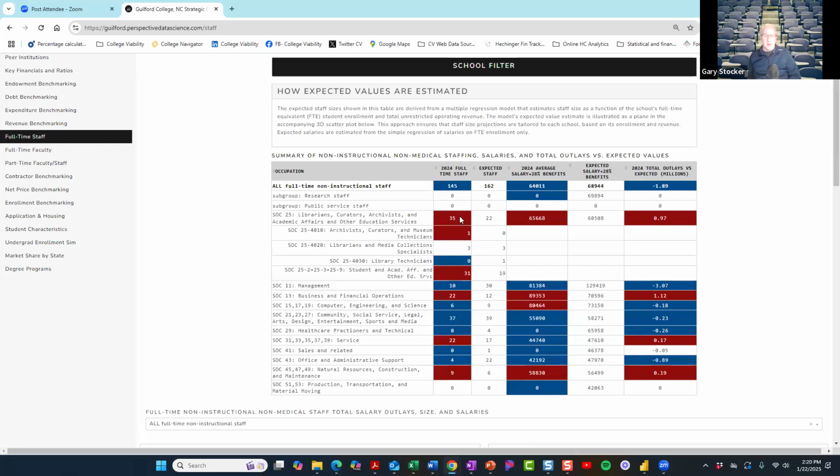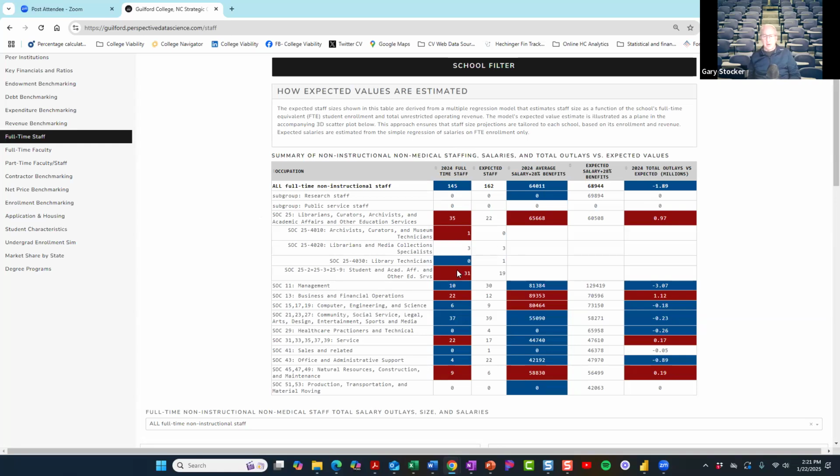We can go down then and look at librarians, curators, archivists, and others. And these are the occupational codes that are listed. We can see our demo college is about 13 higher than what the expected peer group number would be. Compensation is a little bit higher than the peer group, and that's about $100,000 looks like to the demo college, to their negative in comparison with the peer group.